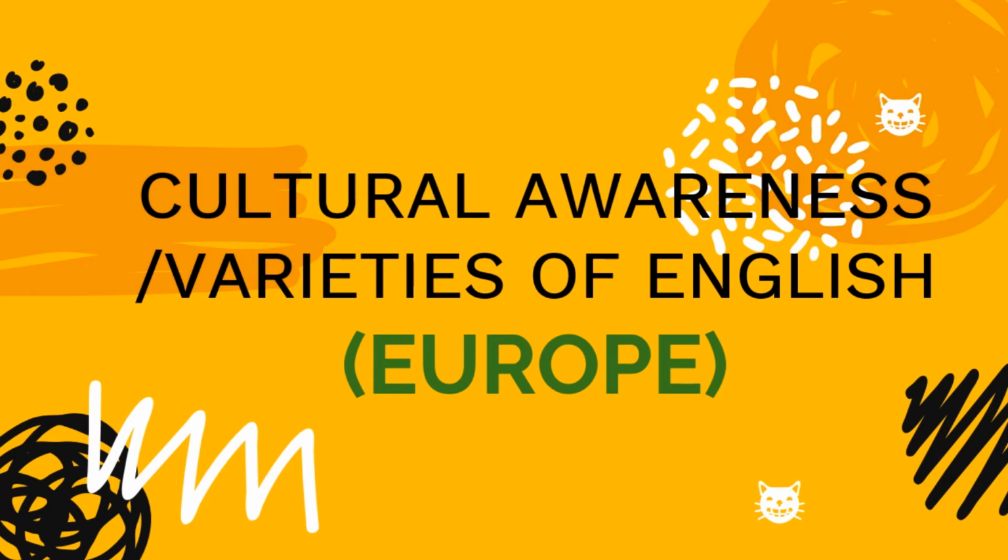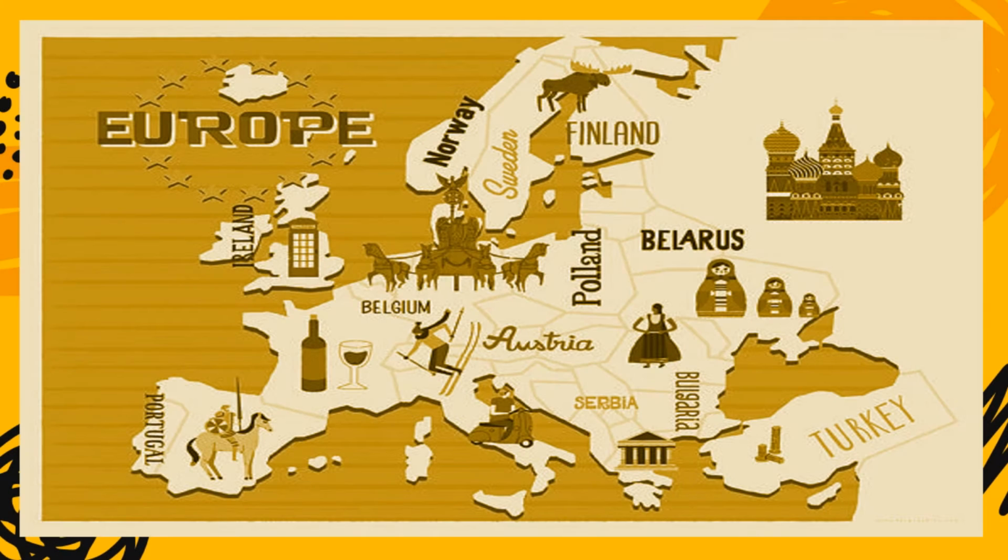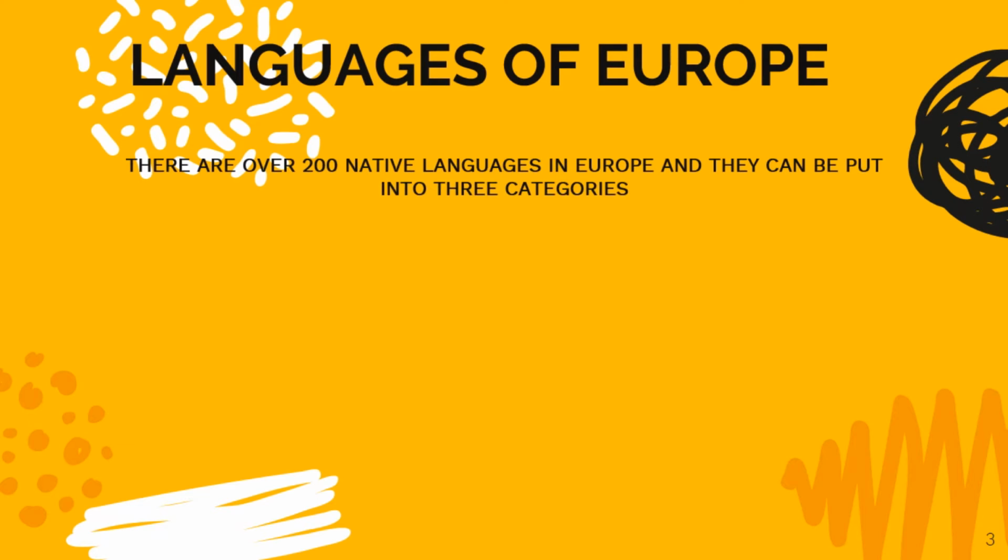Hi, today we're going to tackle cultural awareness and varieties of English for Europe. The first topic we're going to talk about would be the languages used in Europe. There are over 200 native languages in Europe, and they can be put into three categories.